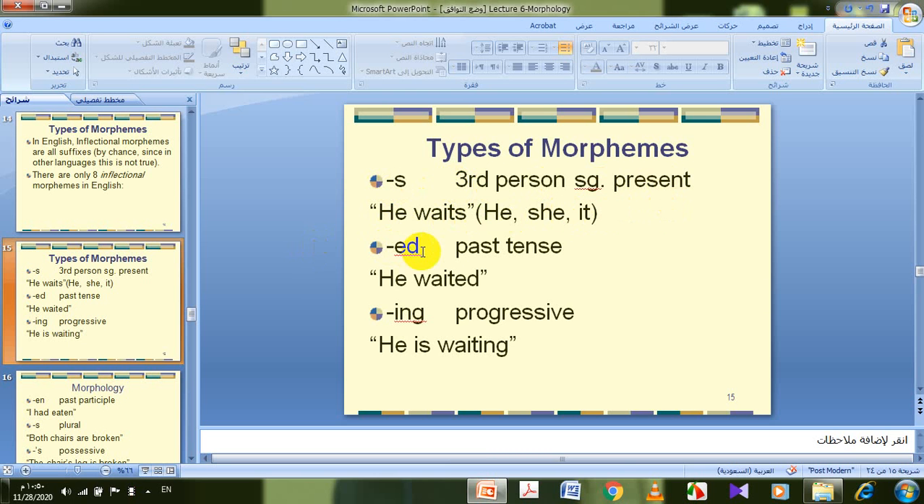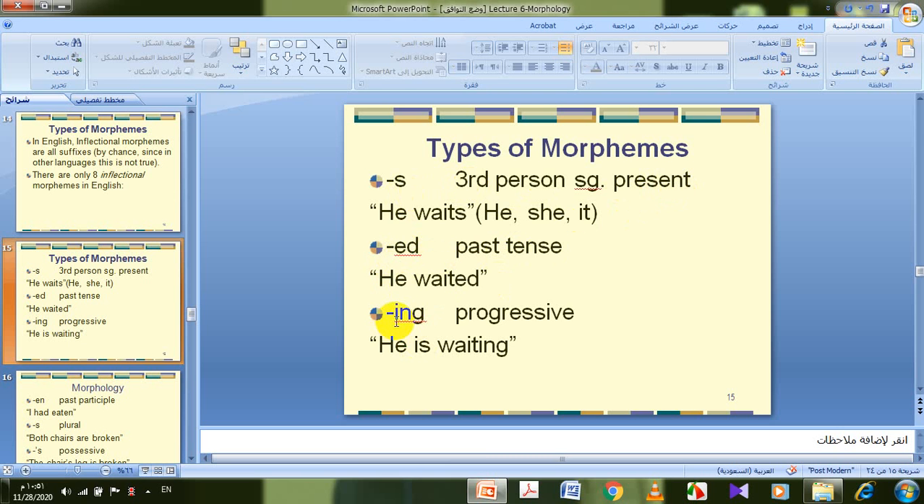Okay. ED. This is number 2. The past tense. The past tense is ED. He waited. Okay. The ED. And that's why all of the inflectional morphemes are what? Suffixes. All the inflectional morphemes are suffixes. They come at the end. So the S in the third person singular, present simple, ED, past tense, he waited.